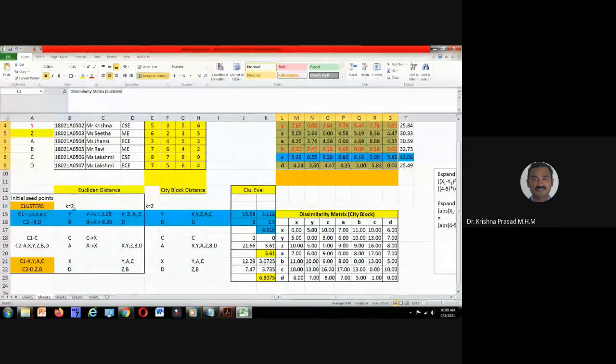Whenever my cluster centers were changed, I need to repeat the entire process. Right or not? Please tell me. K equal to 2, who has given? We have given k equal to 2. If you ask me to create 3 clusters, except dissimilarity matrix, nothing is going to utilize here. I need to rebuild the entire process.